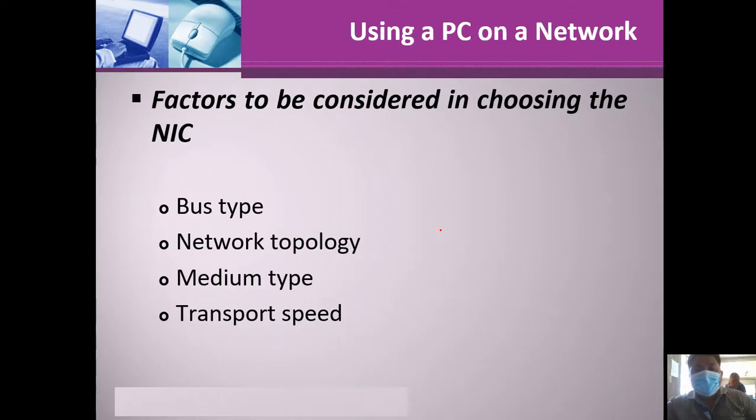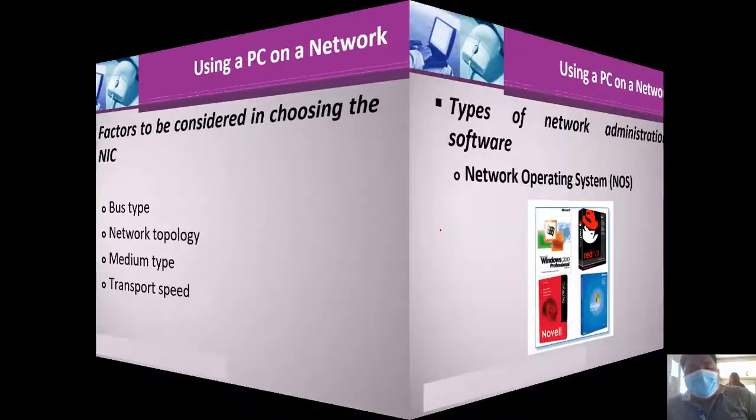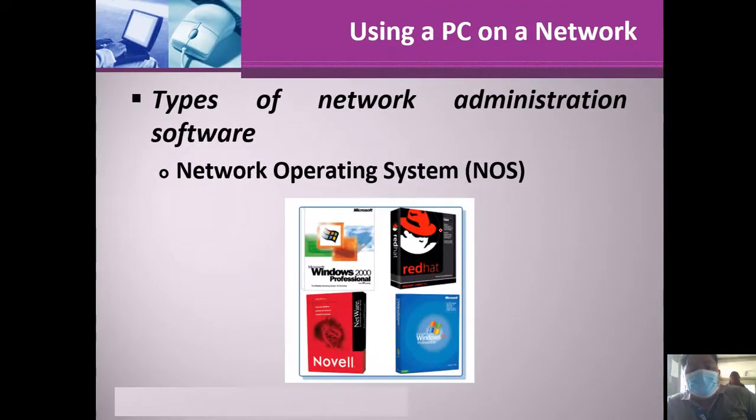Next are the factors to be considered in choosing the NIC. So we need to know the bus type, the network topology, the medium type, transport speed, and then subnet administration software. Okay, so these are the types of network operating system. If you wish to be a network administrator, your PC should have one of these: Windows 2000 Professional or Server Edition, Red Hat Linux, Novell, and Windows XP Professional.